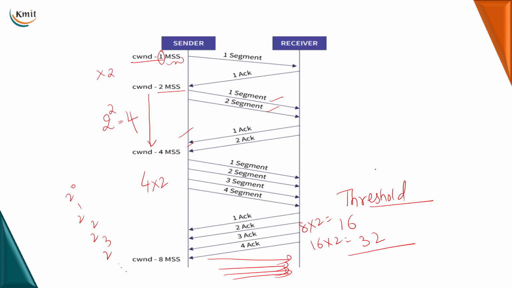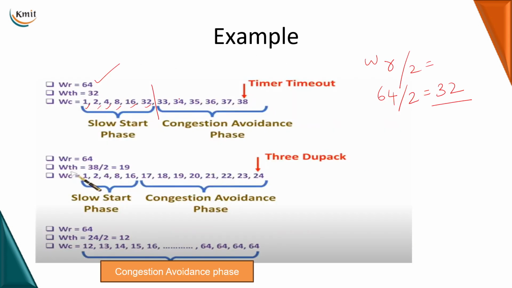That means what will happen? Have a look here. I have reached the threshold here. So what will I do? From now onwards, I will increase the congestion window by sending one segment after this. 32 plus 1, 33; 33 plus 1, 34; plus 1, 35; plus 1, 36; plus 1, 37; plus 1, 38.